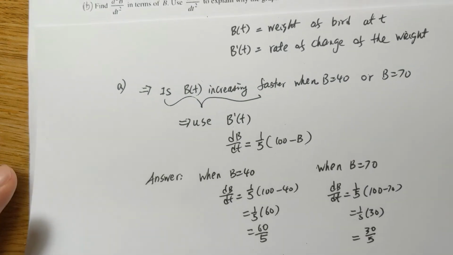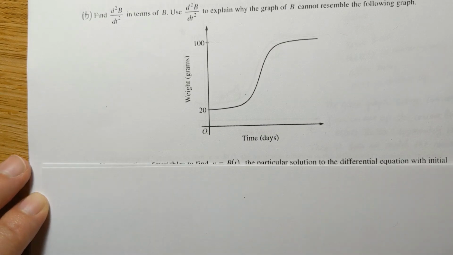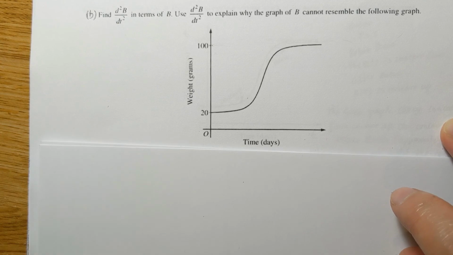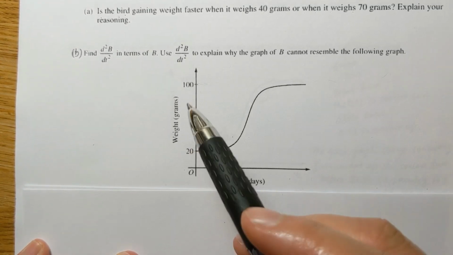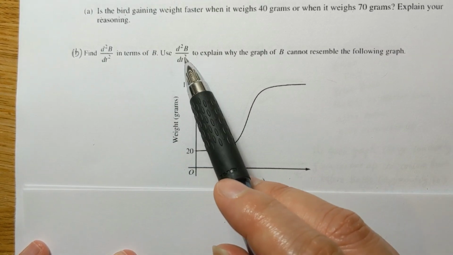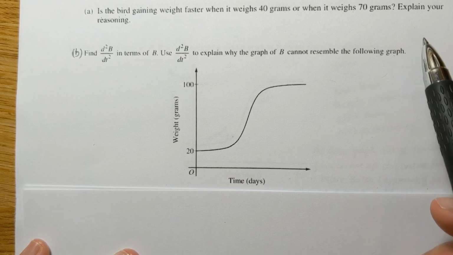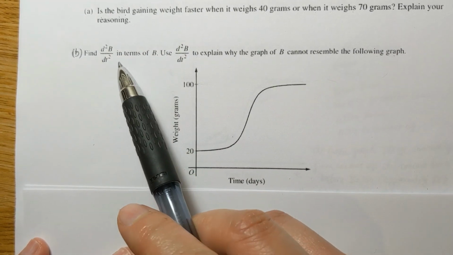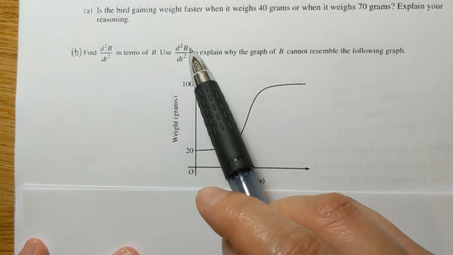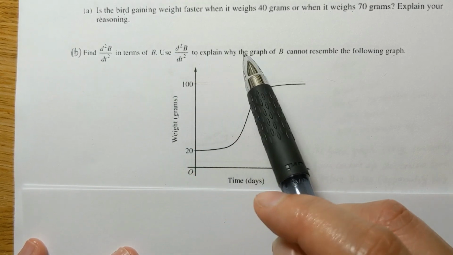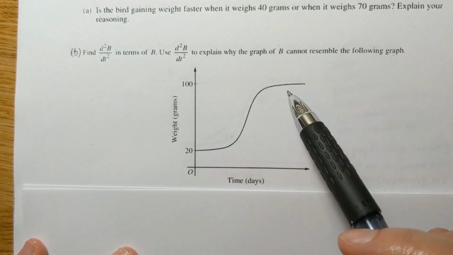Let's take a look at part B. Find the second derivative in terms of B and use the second derivative to explain why the graph of B cannot resemble the given graph. So there are two parts. The first part is to find the second derivative. And then the second part is to use the second derivative to explain why the original graph, which we don't see, does not look like this graph.